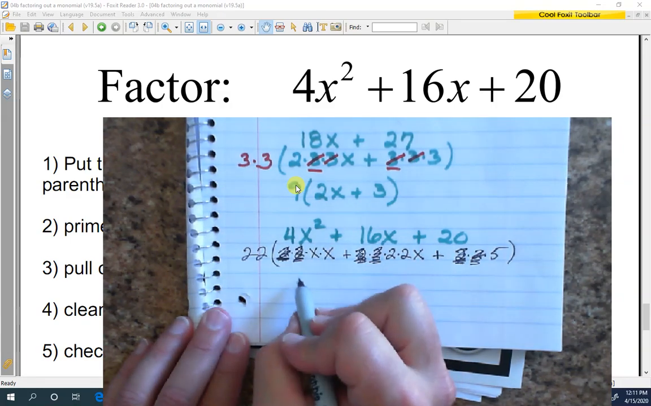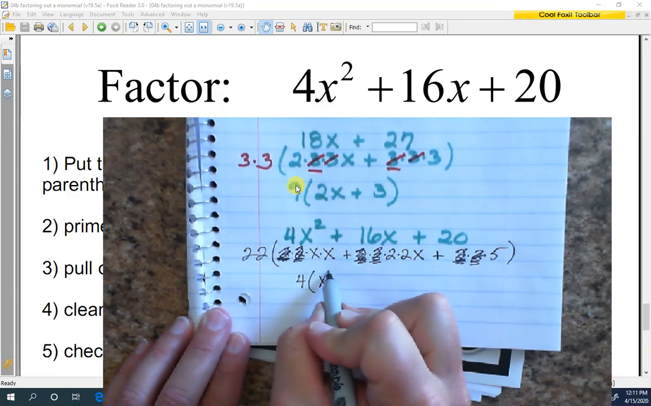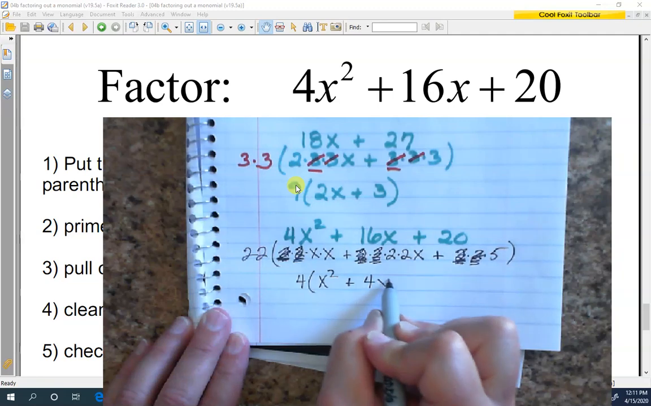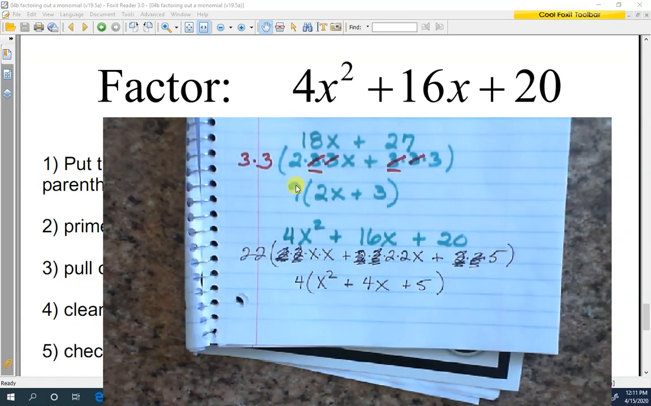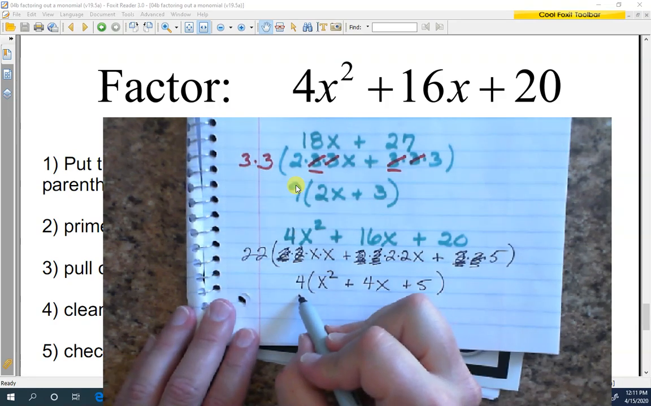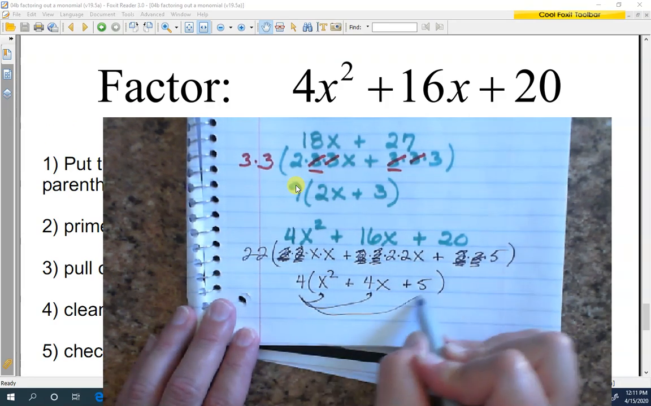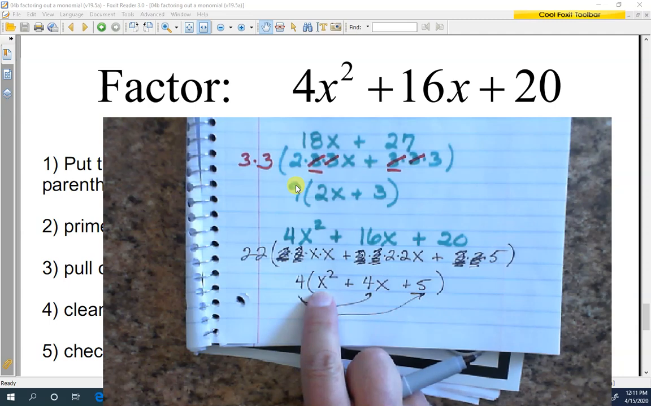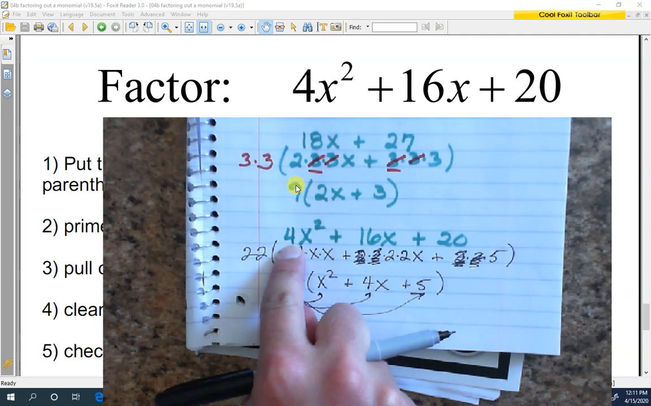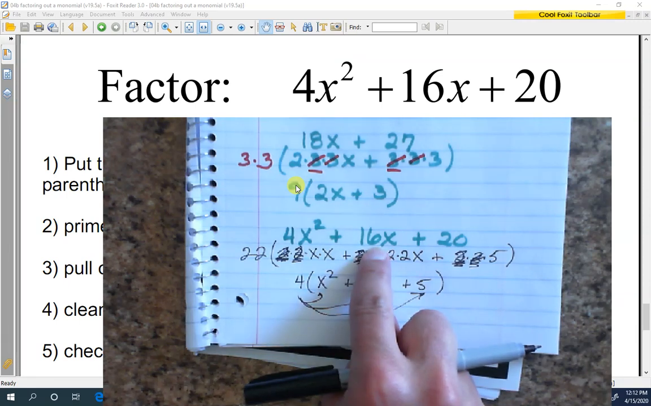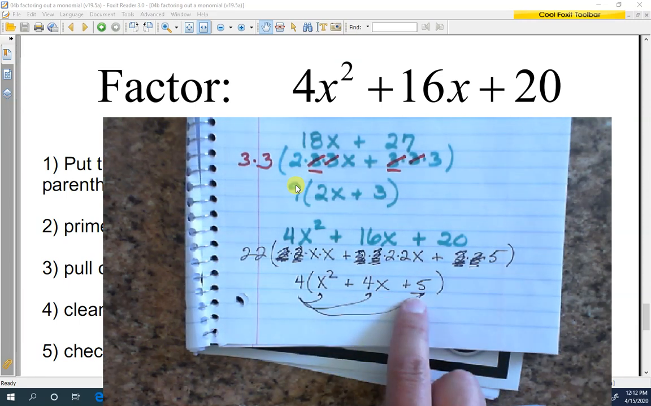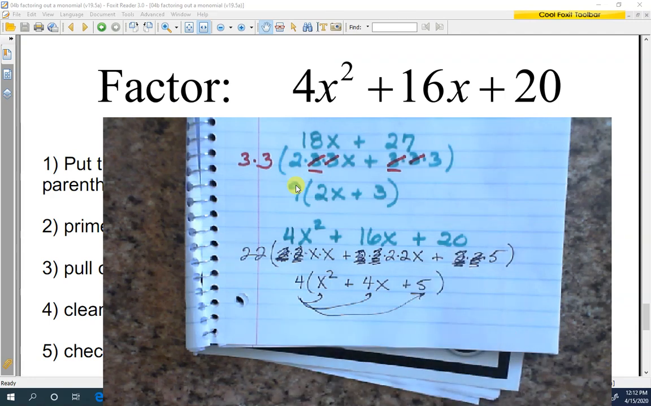So what I'm left with is 4x squared plus 4x plus 5. Did it work? Well, let's check it with some distribution. 4 times x squared is 4x squared. That worked. 4 times 4x is 16x. That worked. 4 times 5 is 20. That worked also. All right, that's it for the notes.